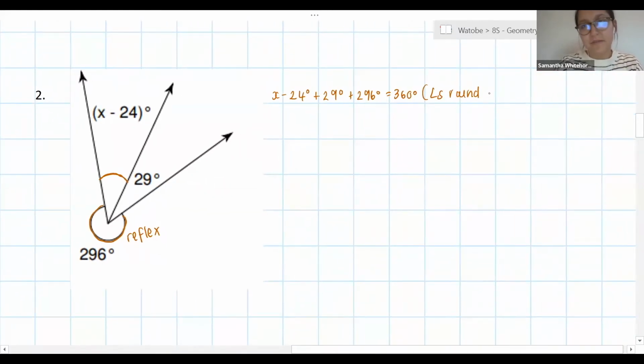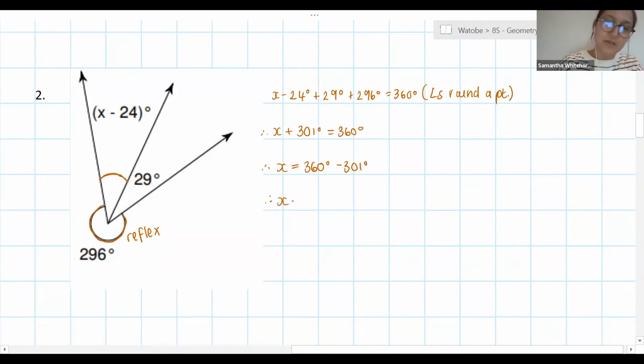So then it's going to be x plus 301 because it's all of them added together, and that equals 360. And my next step is x equals 360 minus 301. So x is equal to 59. Awesome. Well done. You nailed it, 100%.